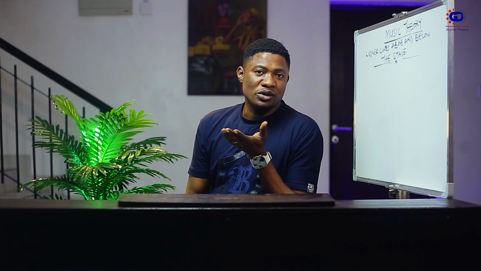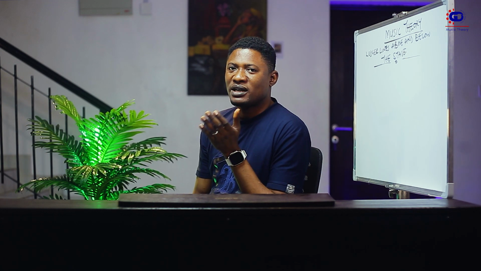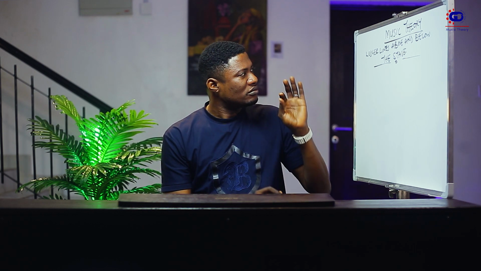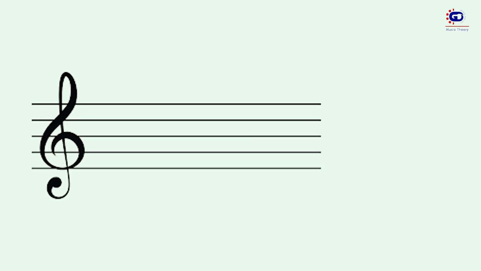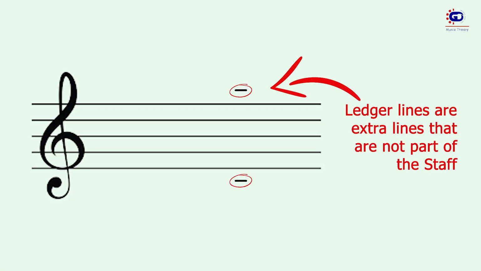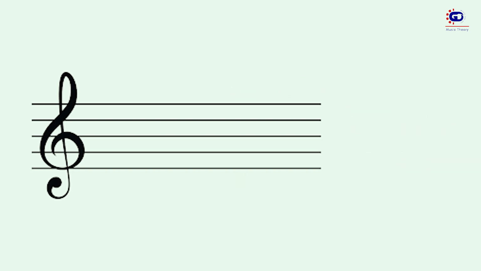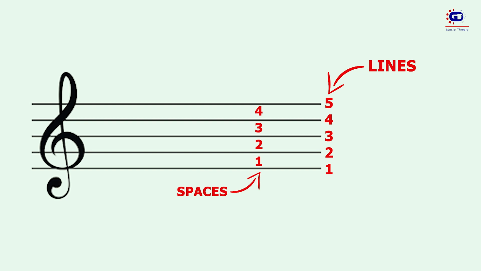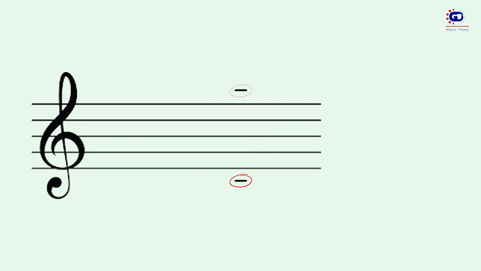In our previous video, you already learned the staff and the one ledger line above and below the staff. Today, we are going to be learning two ledger lines above the staff. You already know the ledger lines. Ledger lines are extra lines that are not part of the staff. So your staff has 5 lines and 4 spaces. Any other lines below and above the staff are called the ledger lines.